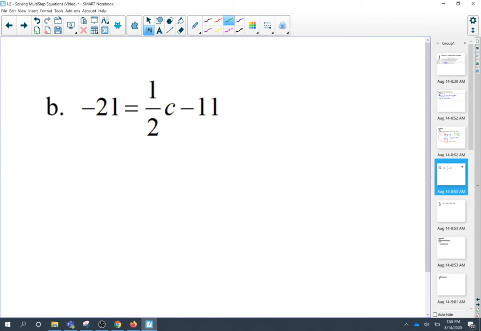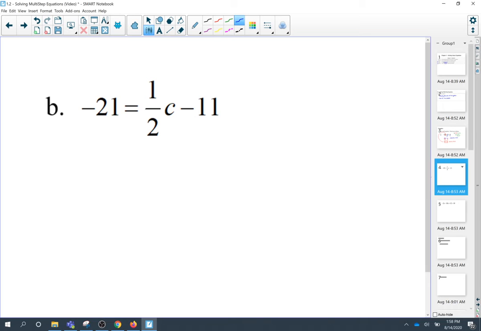Letter B. Negative 21 equals 1/2 c minus 11. So once again, on the left, there's nothing to simplify. It's just a negative 21. On the right, you have a 1/2 c, you have a minus 11. They don't go together. They're not like terms, so there's nothing to simplify over there. So we just start trying to get the c by itself.